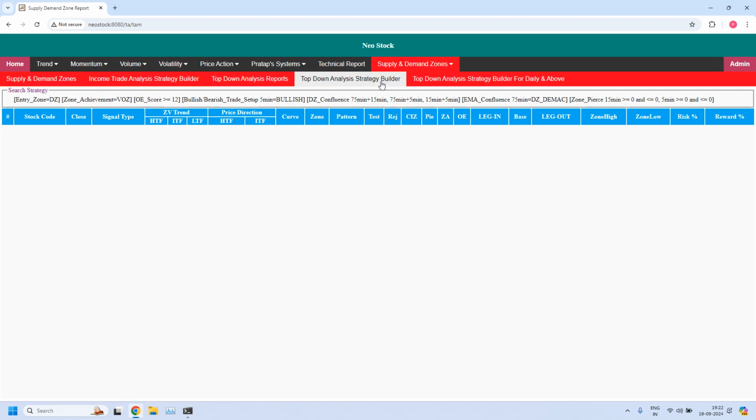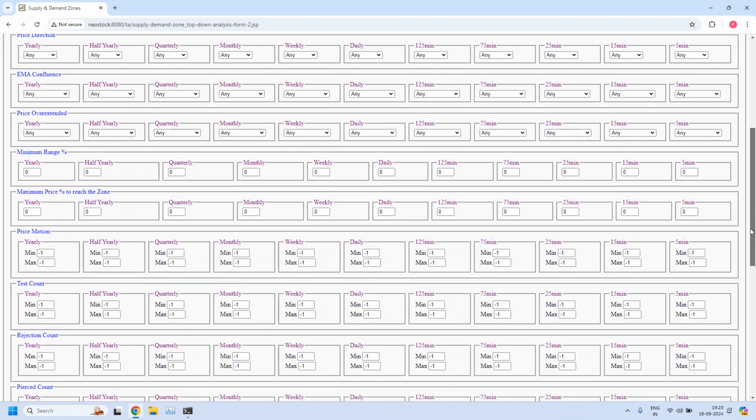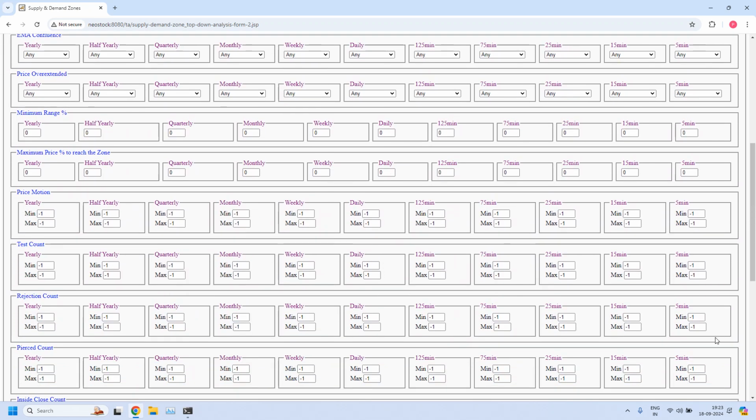Next, bearish trade setup for hourly income trade. Entry time frame 5 minutes. Entry zone is supply zone for bearish trade setup, bullish or bearish. 5 minutes I am selecting bearish, and 5 minute supply zone should not be pierced. So in the pierced count, 5 minutes time frame, setting minimum value 0, maximum value 0.